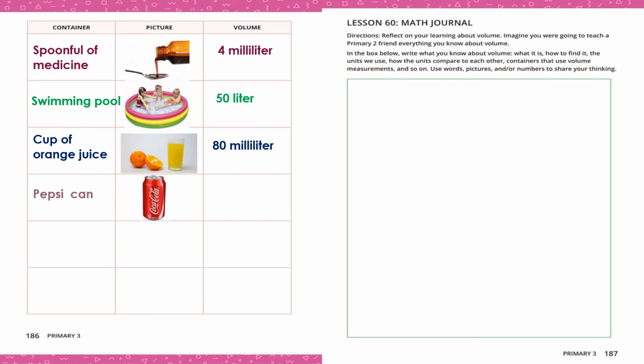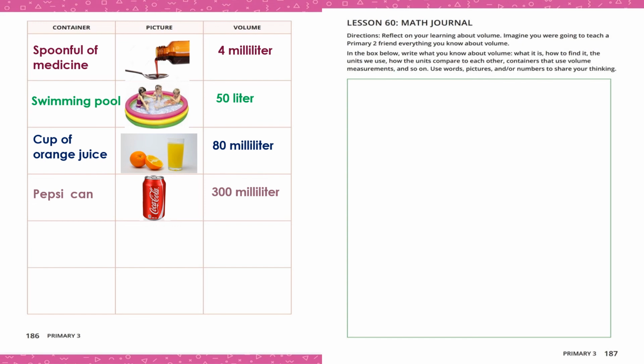Pepsi can. Small or big amount? Yes, it's a small amount. So the unit is milliliter. 300 milliliter, 350 milliliter. The next page, our math journal.